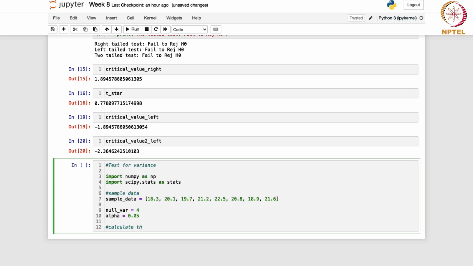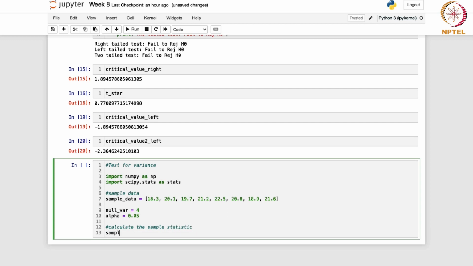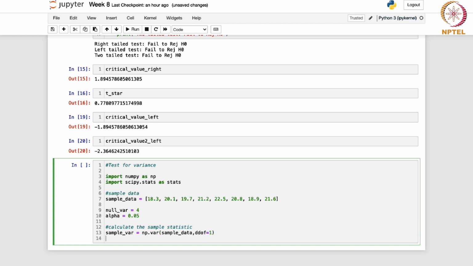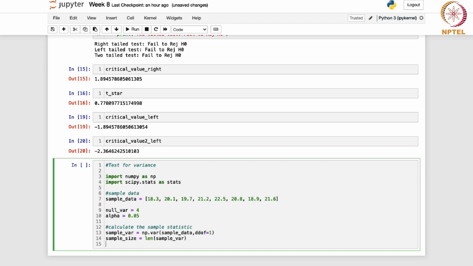So we will calculate the sample statistics. The first value could be sample underscore var. So this one would be calculated using numpy's var function, and here we will write this sample data. This is an array containing the observations, and we will calculate the DDOF as 1. Okay, and we can also calculate the sample size. So length of this sample data.